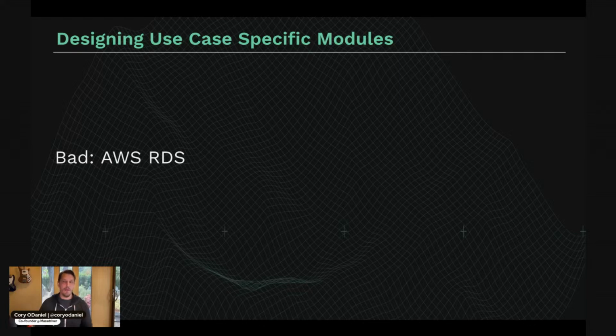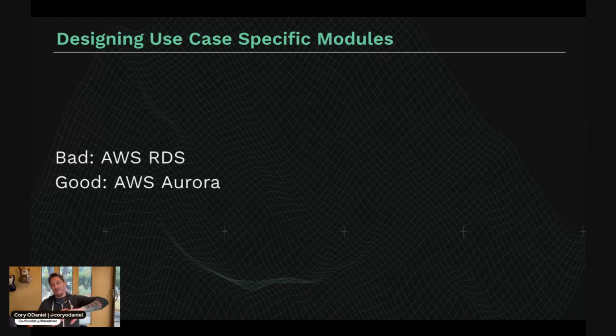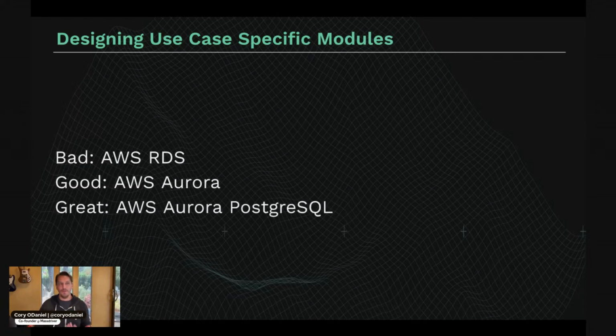And so making a module for RDS takes a lot of overhead and thought if it's going to support all the things in RDS. But doing one specifically for Aurora, now you've taken out a lot of the instance scaling configuration that you see in RDS, and you're simply focusing on the configuration of Aurora. But going further and saying, well, we only use Postgres.